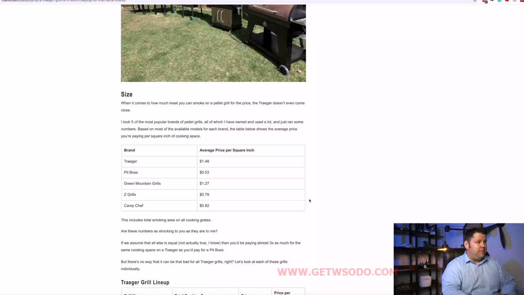And that's what I did. My first subheading here is on their size, just how much cooking area, not necessarily how big they are, but how much cooking area you get per dollar.